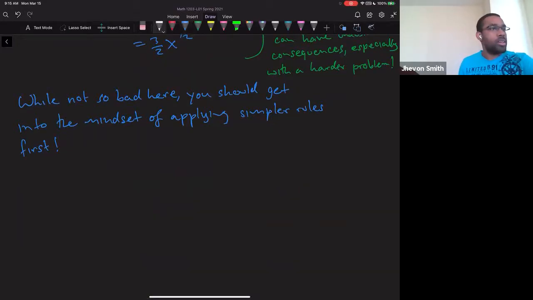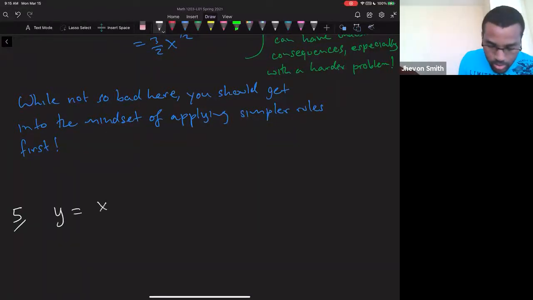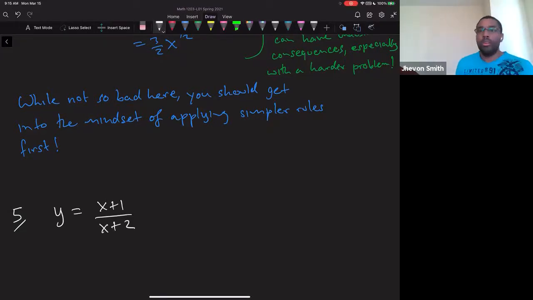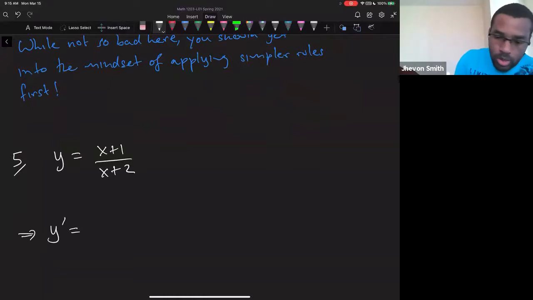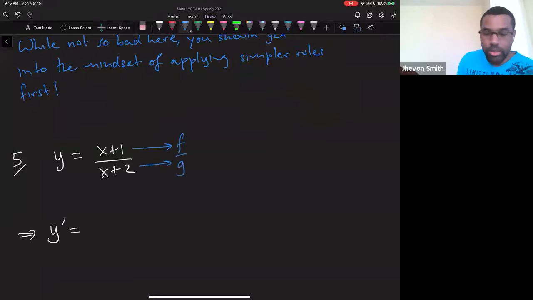Let's move on. Problem 5. So here is a function. We want to differentiate it. So what do we notice here? Well, this is a division of functions. So here we think quotient rule.